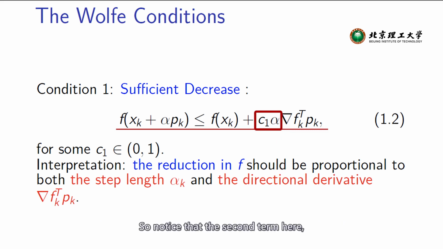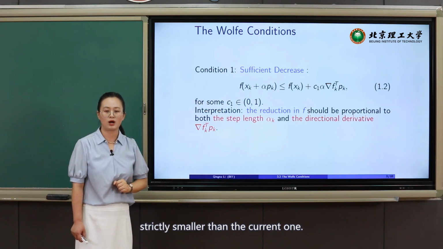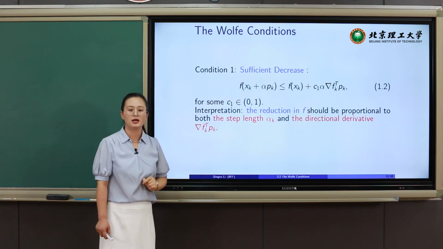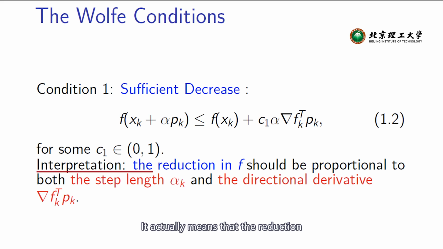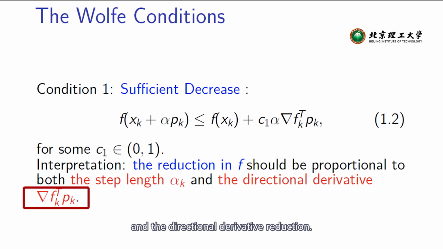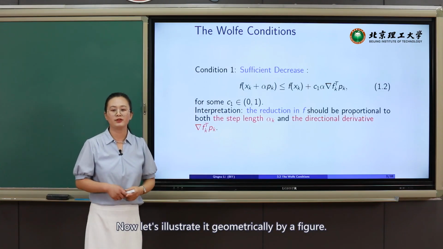Notice that the second term here is a negative term. So it guarantees that the next iteration is strictly smaller than the current one. Now, what does this inequality mean? It means that the reduction in function f should be proportional to the step length and the directional derivative. Now let's illustrate it geometrically with a figure.